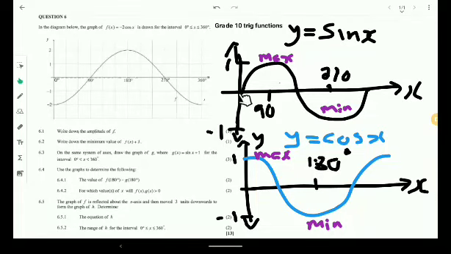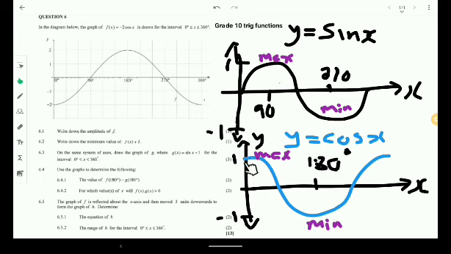And then here we know that when x is 0, y is also 0. That means at 0 degrees, the sine graph is 0. And at 360 degrees, the sine graph is 0. At 180 degrees, the sine graph is 0.